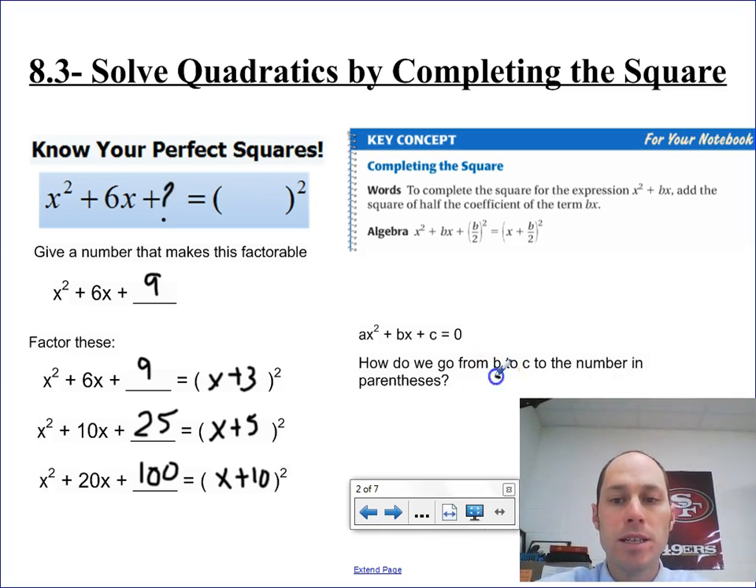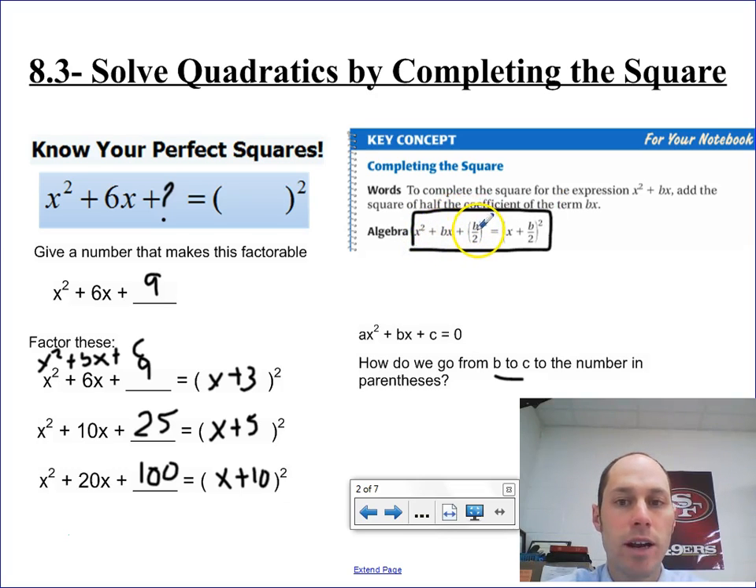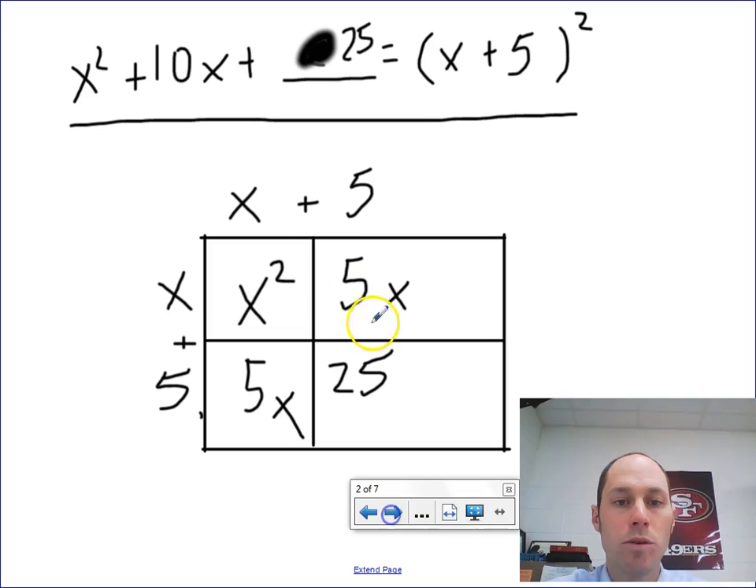So how do we go from b to c to the number in parentheses? How do I go from this b value, when it's x squared plus bx plus c? How do I figure out what this missing c value has to be, and then how do I figure out what this has to be in parentheses? That's what we're trying to figure out here, and you can see up here how we do that. Well, if I know the b term, I just divide it by 2, and then I square it to get my c term. And then the number in parentheses is just half of b, because we're just splitting that into 2 equal parts.